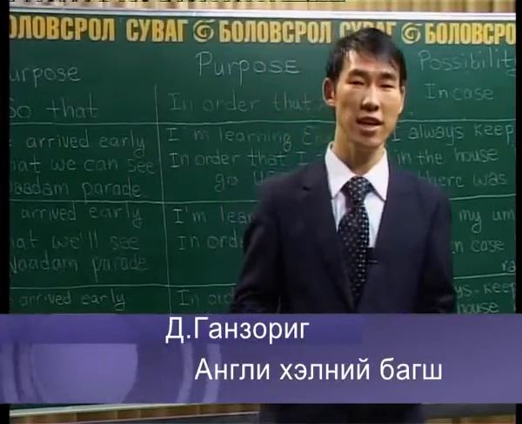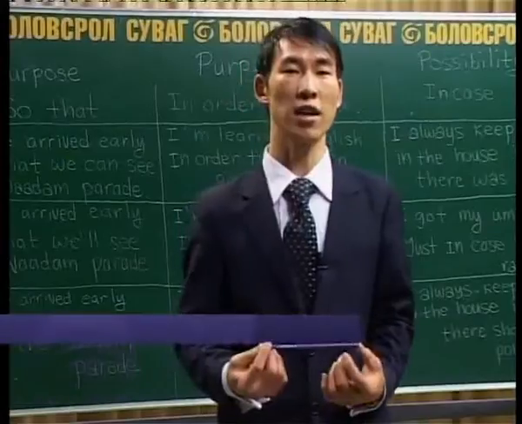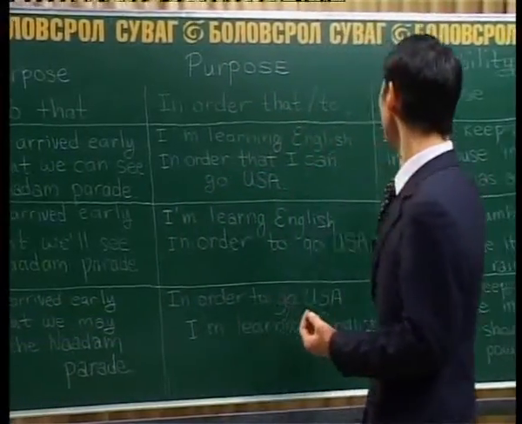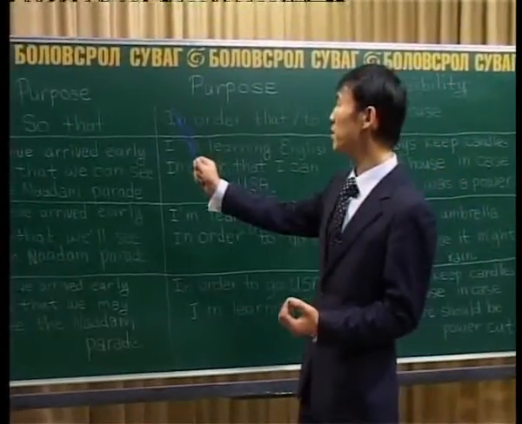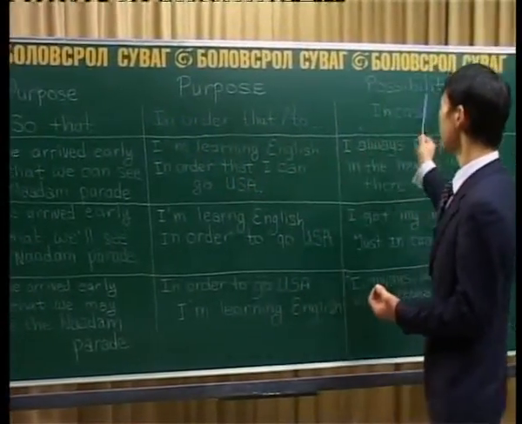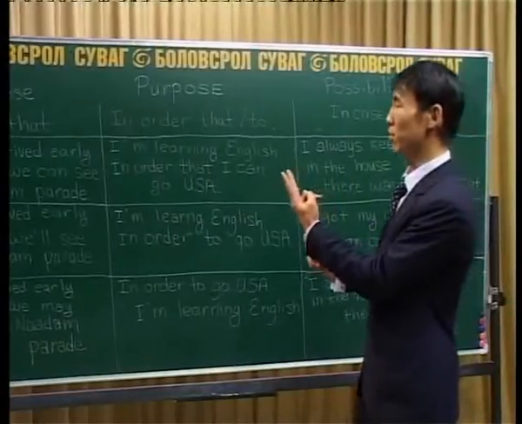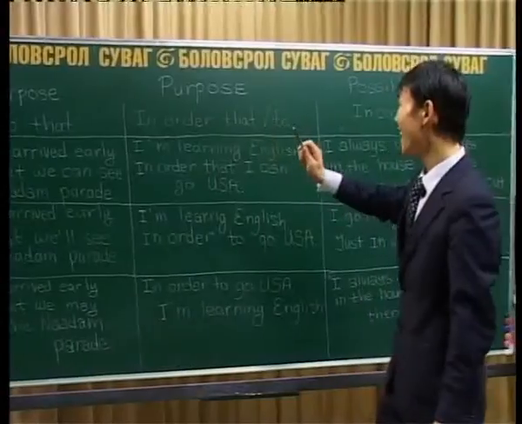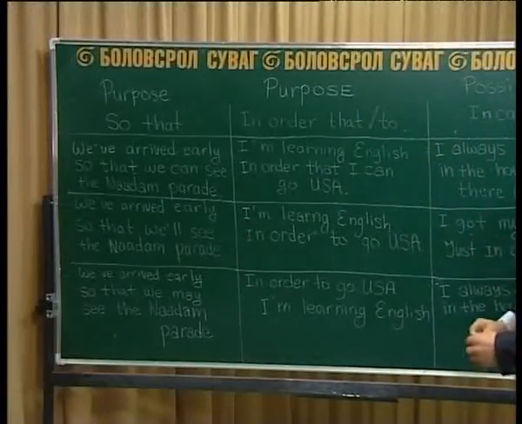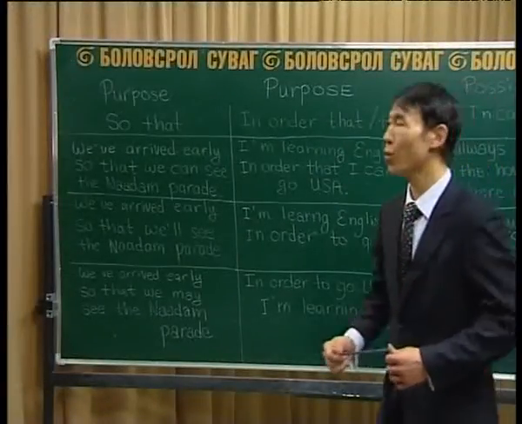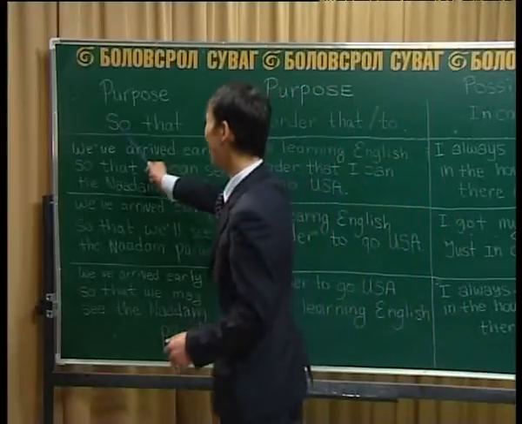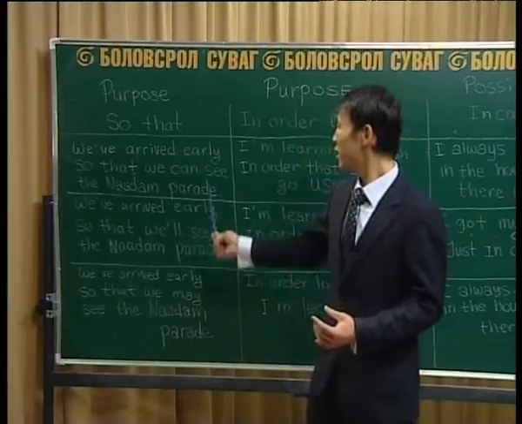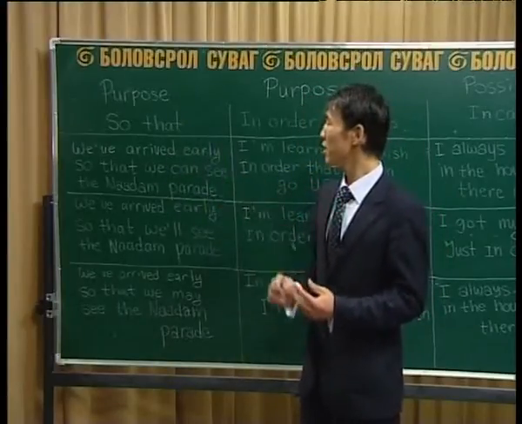And today, we are going to talk about purpose and possibility. Two purposes: one is purpose, and then one is possibility. Okay, let's start with "so that". Let's look at this example here.